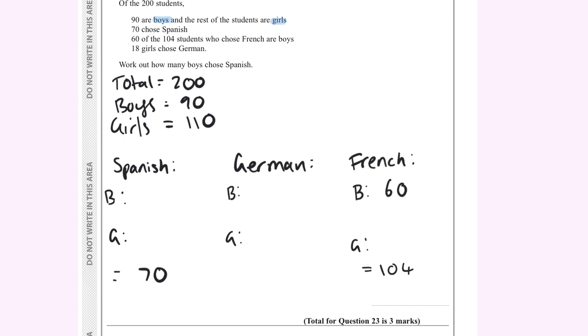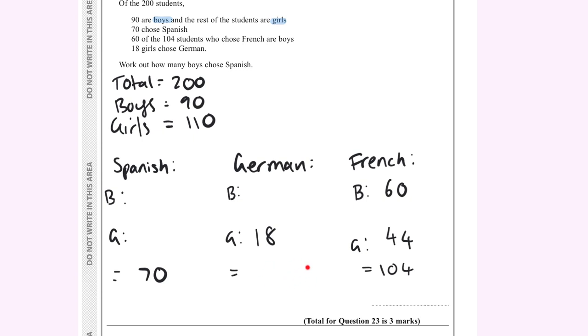So you might be thinking we can already work out how many are girls. So let's just do that straight away. Take 104, take away 60, gives us 44. So French, we've all sorted now. Okay, and it also says 18 girls chose German. Lovely. Now, it's all about filling in little gaps that we can find. Right, so let's have a look.